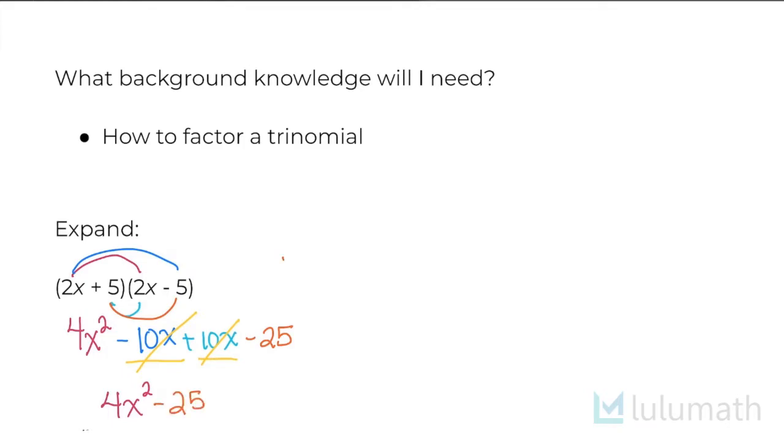Now notice that the reason why the outer here and the inner canceled each other out is because we have 2x multiplied by a negative 5 here, and then we have 2x multiplied by a positive 5 here. So in order for them to cancel out, these binomials have to be almost identical, except one has to be a plus and one has to be a minus. And that is what makes the difference of perfect squares a difference of perfect squares.